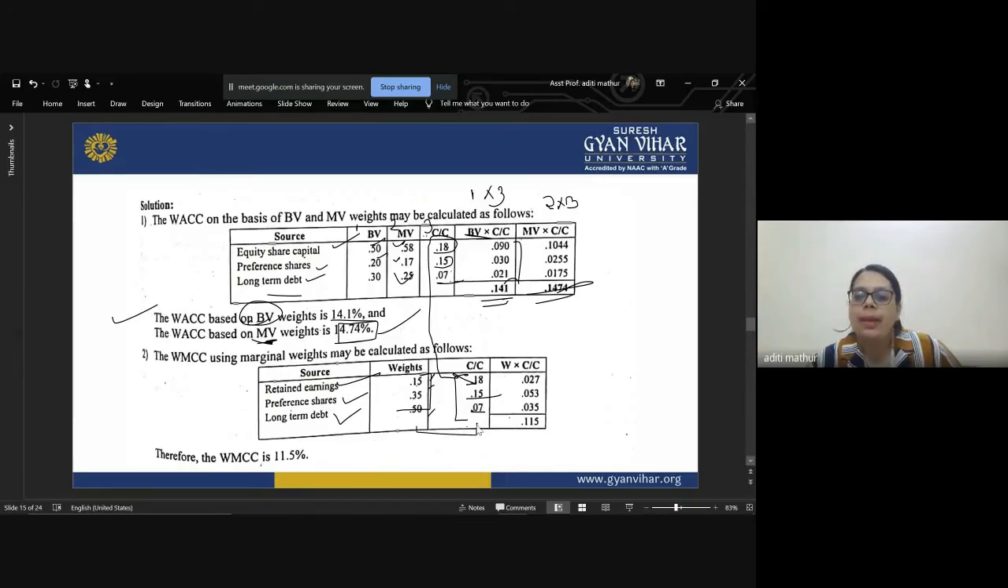Long-term debts again 0.7, it is 0.7. So let us just multiply both of them, that is 1 and 2, and get the overall cost of capital on the basis of WMCC. So whenever there is going to be addition or revision in the capital structure, we are going to use WMCC.